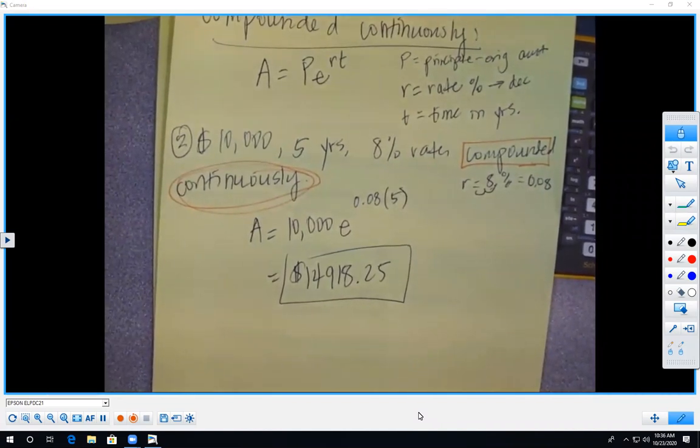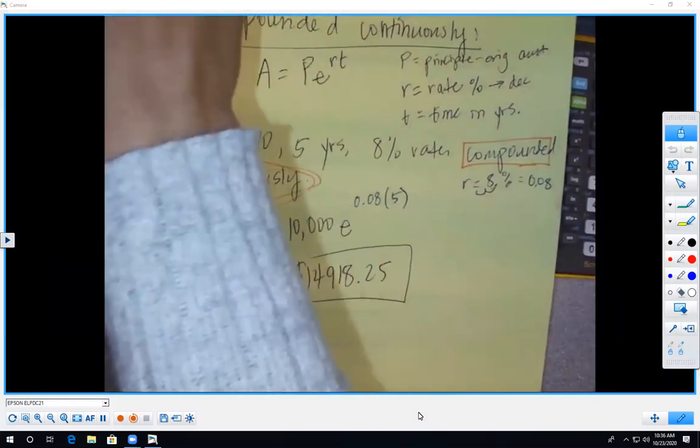Okay, we're going to stop there. And that's pretty much all your homework. Next time we will get into logarithmic functions. We are going to talk about the graphs of exponential functions a little bit more next time.